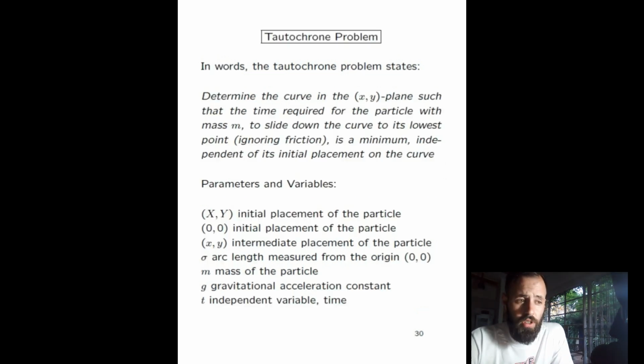So one application of the fractional calculus is to solve the tautochrone problem in a much simpler way. The problem requires us to determine the shape of the curve which requires the least amount of time for a particle to slide from an arbitrary position to its lowest point, or to lowest potential in a sense.